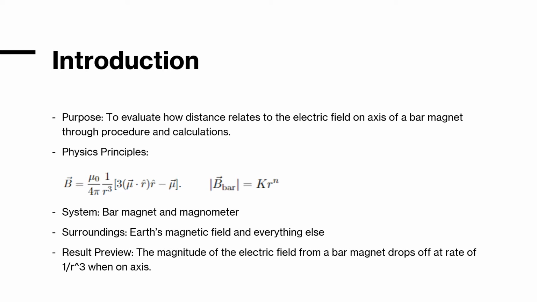The system that we define is the bar magnet and the magnetometer, while the surroundings is Earth's magnetic field and everything else that surrounds it. A little preview to our results: we're going to find that the magnitude of the electric field from the bar magnet drops off at a rate of 1 over r cubed when on axis.